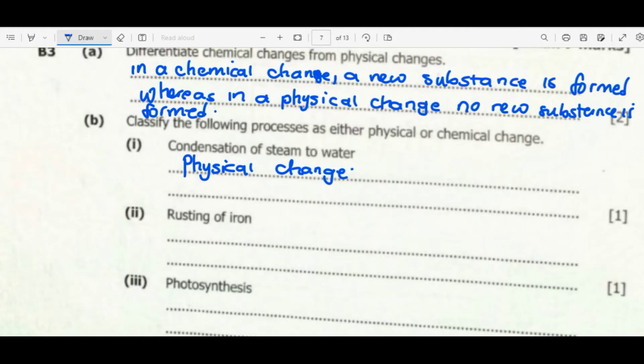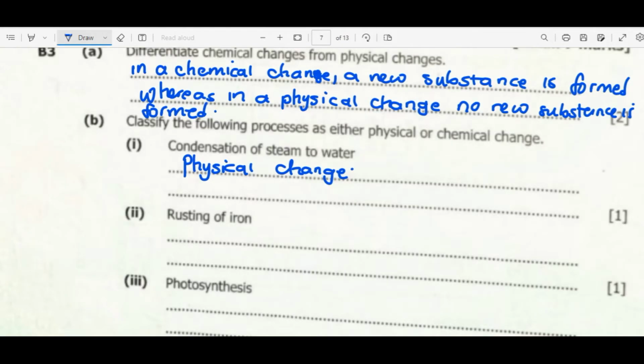So typically, if you look at chemical change, we are looking at where we have a reaction. And because of that reaction, we produce a product that is new. And the other thing is the product that you get after a chemical change is sometimes hard to reverse. But for a physical change, the process is reversible. We can change water, which is in a liquid state, back to steam.